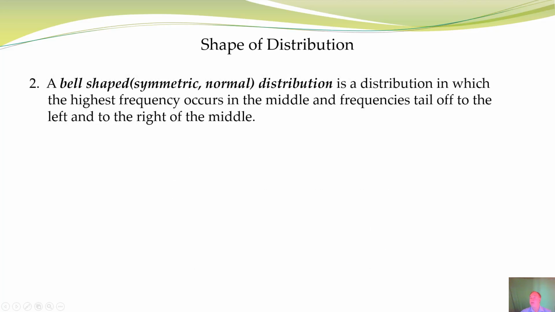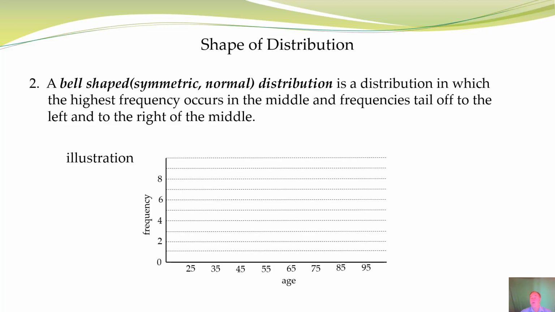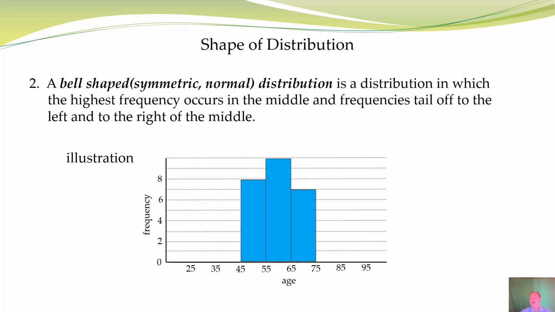Second, a bell-shaped, symmetric, or normal distribution is a distribution in which the highest frequency occurs in the middle and the frequencies tail off to the left and to the right of the middle. So an illustration, I would start in the middle with my highest. Now you notice the one on the left and the one on the right, are they exactly the same height? No, we'd like to get them close to the same height. They don't have to be. And then we tail off and we have this. So you notice the highest point is in the middle, it tails off to the left, tails off to the right. This is not a perfect bell-shaped curve or perfect normal, but it is bell-shaped.